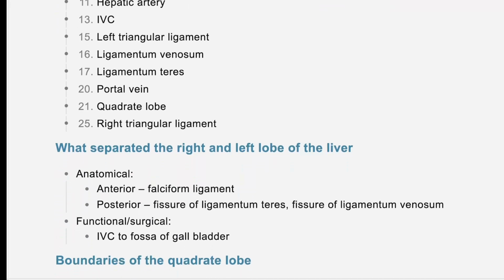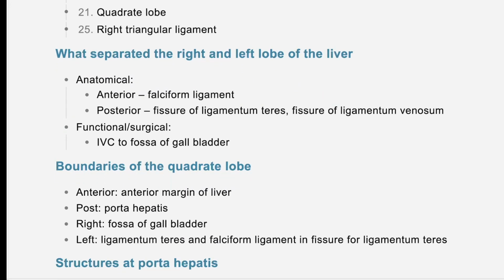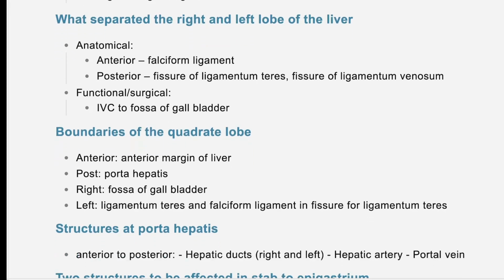Okay, boundaries of the quadrate lobe, and I think we'll mention that a little bit early. So inferiorly would be the inferior border of the liver, and the gallbladder on one side, the fissure for ligamentum teres on the other side, and superiorly would be the porta hepatis. Structures in the porta hepatis, you have the portal vein, the hepatic artery, and the common bile duct or the common hepatic duct.